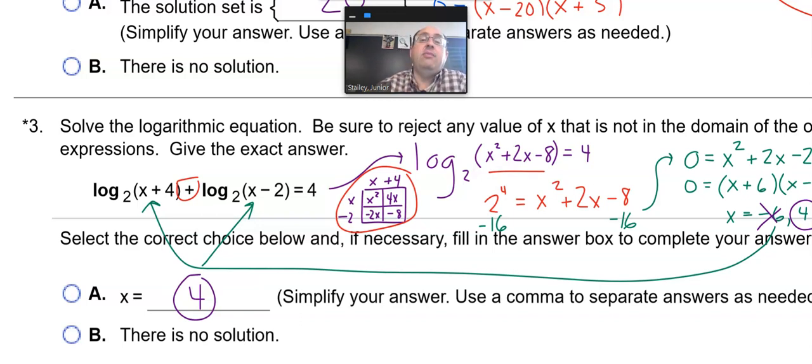Do we have a single log now? Yes, we do. So we can change it to its exponential form. What's the base? It's not 10 this time. It's 2.